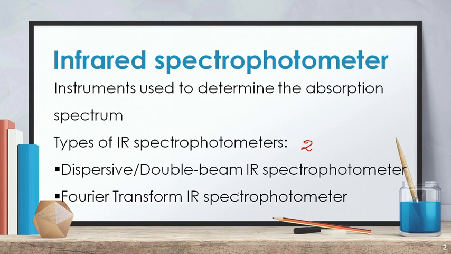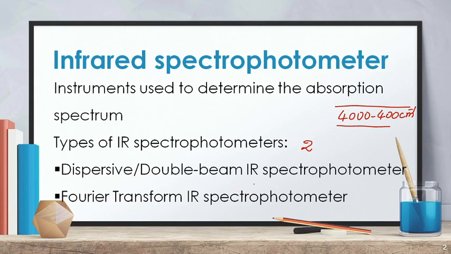Both of these instruments provide spectra of compounds in the range of 4000 to 400 centimeter inverse. So this is the range over which these instruments can provide spectral information. In IR spectra, the radiation range used is 4000 to 667 centimeter inverse only. That means these two instruments can give perfect data for an organic compound.